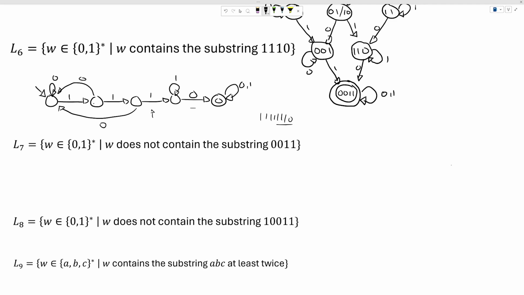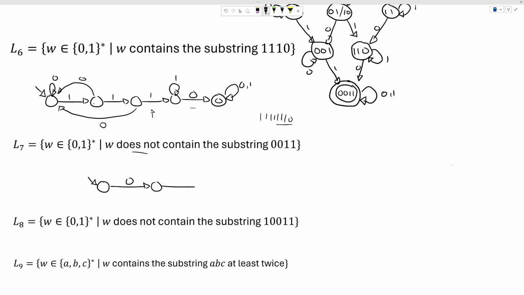Okay, so that was not too hard, but the goal here was to try and use it to build up a strategy for doing the does not contain the substring. And it turns out that strategy is exactly the same. Let's just think about it right now.